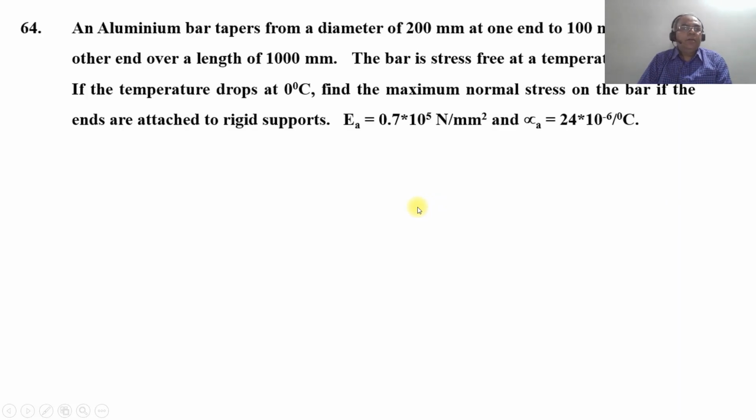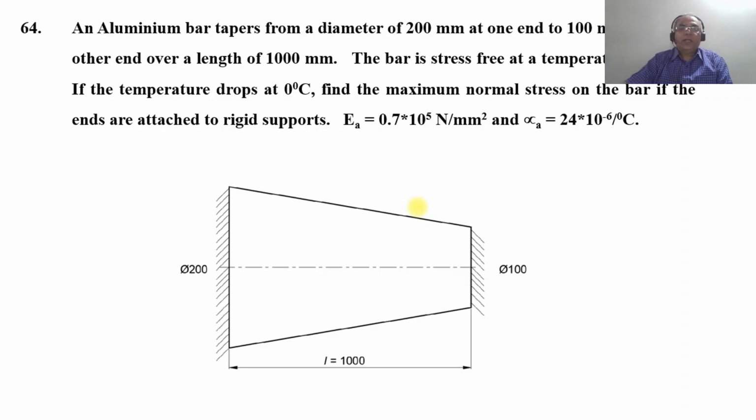Now, in this video, we will take up one more problem on the temperature stresses on a taper bar. To do that, first we'll go for the problem. Problem number 64 reads: an aluminium bar tapers from a diameter of 200 mm at one end to 100 mm at the other end over a length of 1000 mm.